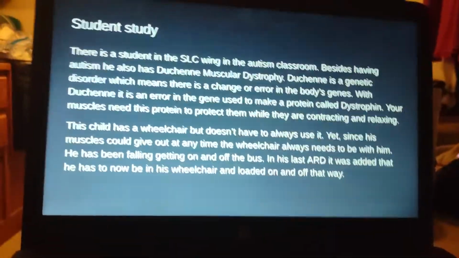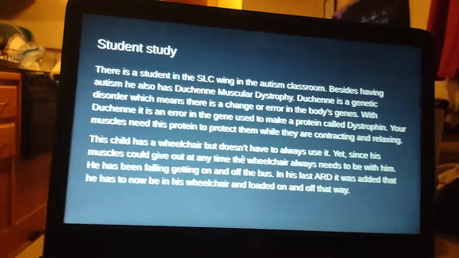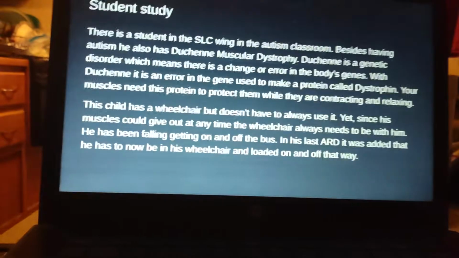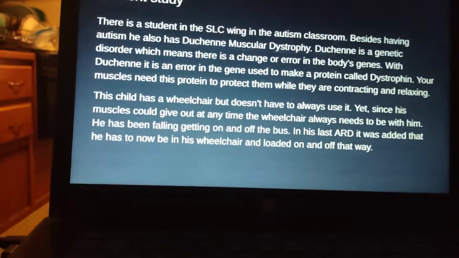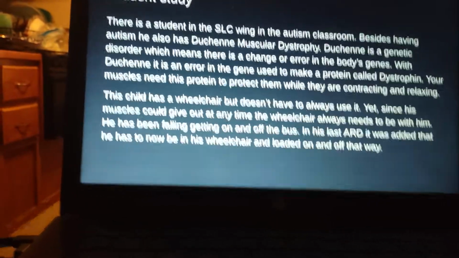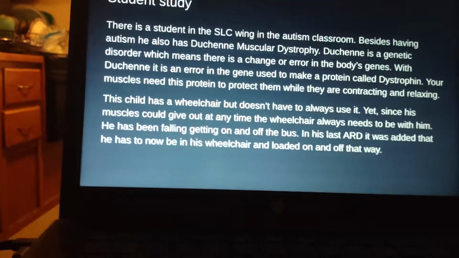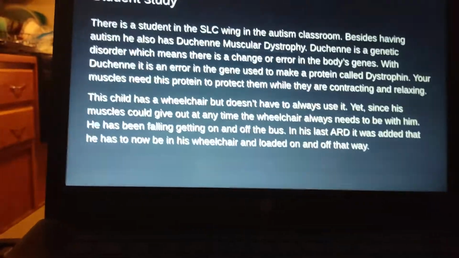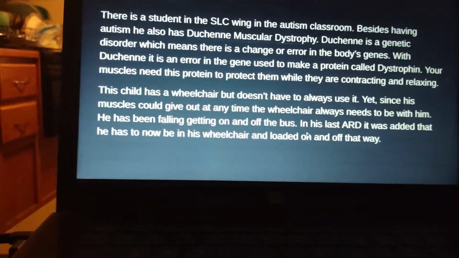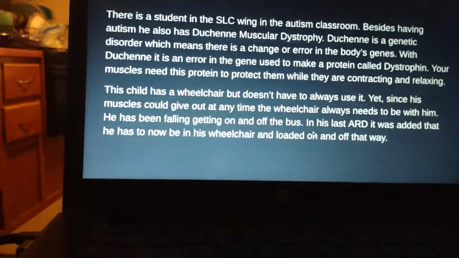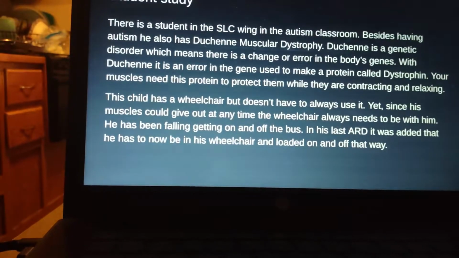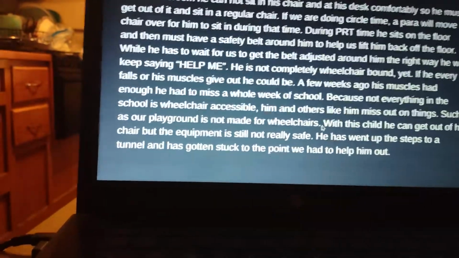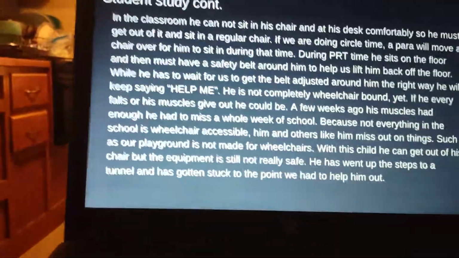This child doesn't always have to be in the wheelchair, but on certain activities you really need him in that wheelchair because some of the stuff is just not safe for him. So we have to keep his wheelchair with us just in case it comes to that, or in case he just gets too tired, because there are days he just gets too tired and he needs that wheelchair right then and there. In his last ARD, we put in that his wheelchair has to be loaded on and off the bus, as he was steadily falling in both directions. Once he's on the bus, he can actually get out of the wheelchair and go sit down.